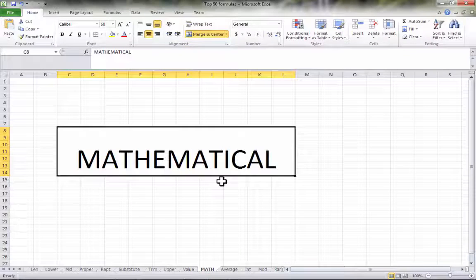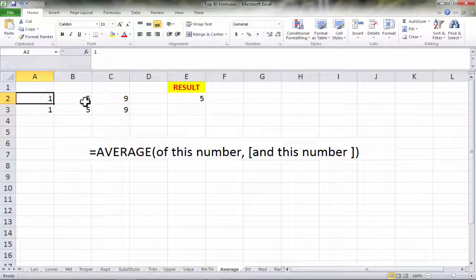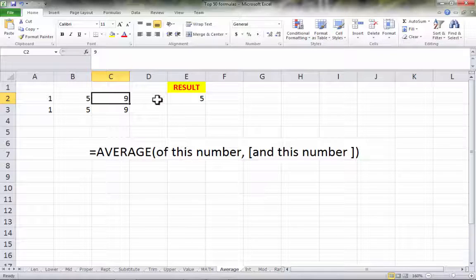So next we have mathematical functions. The average function: what we're passing in here is just a series of numbers. It could be a list, it could be individual numbers, but there's no limit on how many numbers you could pass into this formula. So what we have here is 1, 5, 9. If you average it out, that's a total of 15 divided by 3. That gives you an average of 5.